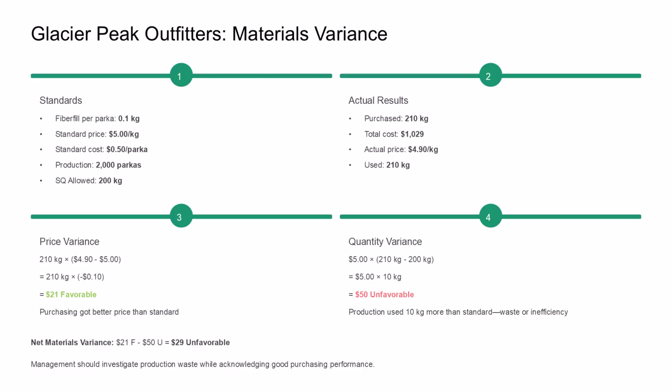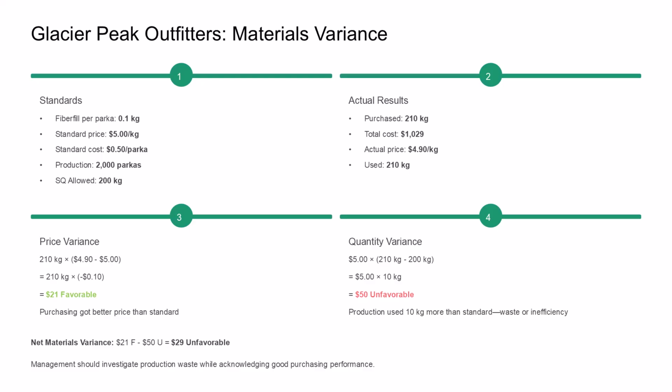In a recent month, Glacier Peak produced 2,000 parkas. Under standard, they should have used 200 kilograms of fiberfill. That's 0.1 kilograms per parka times 2,000 parkas. That's the standard quantity allowed for the actual production. Now here's what actually happened. The purchasing manager bought 210 kilograms of fiberfill, paying a total of $1,029. The production team used all 210 kilograms to make the 2,000 parkas.